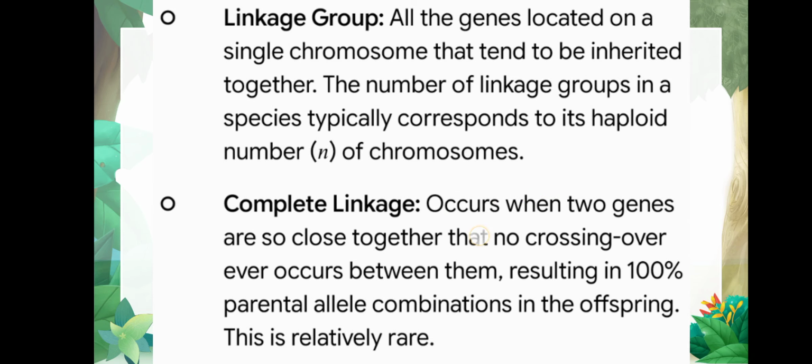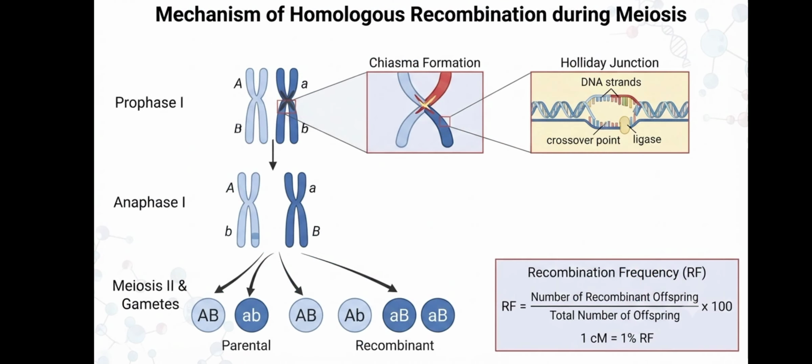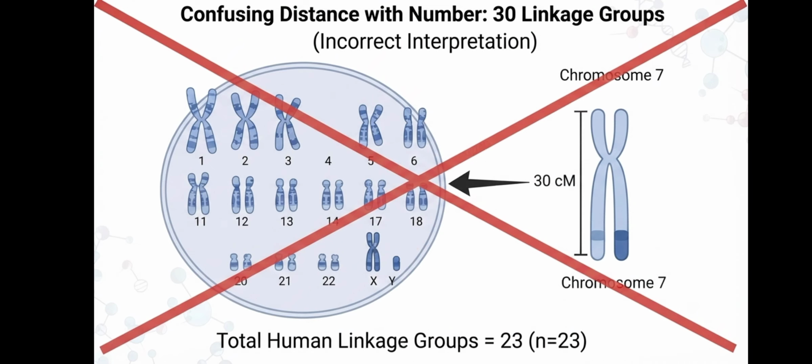So just remember, there are 23 chromosomes and there are 23 linkage groups. Okay, so when two genes are present in one chromosome, they are known as linked genes. Okay, and the further apart they are, the more chances of recombination they have. So you will get clear when you go deeper.